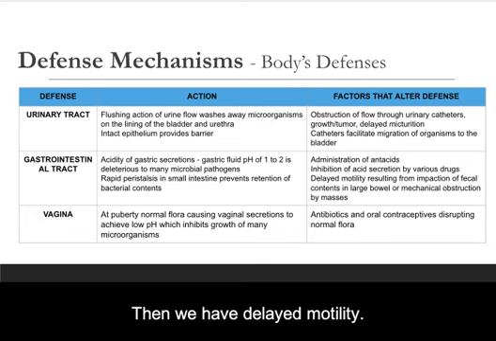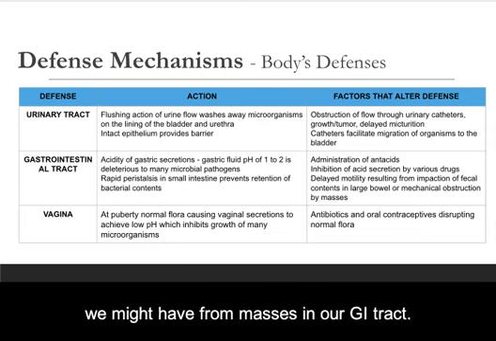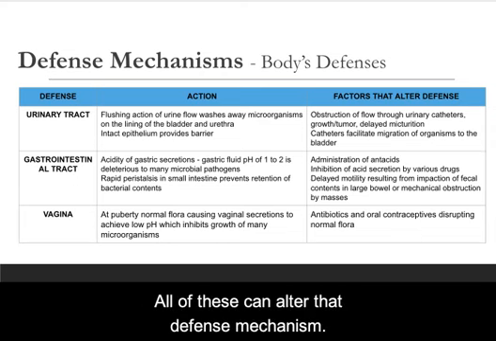Then we have delayed motility. It happens with impaction of fecal contents in the large bowel, or any obstructions that we might have from masses in our GI tract. All of these can alter that defense mechanism.